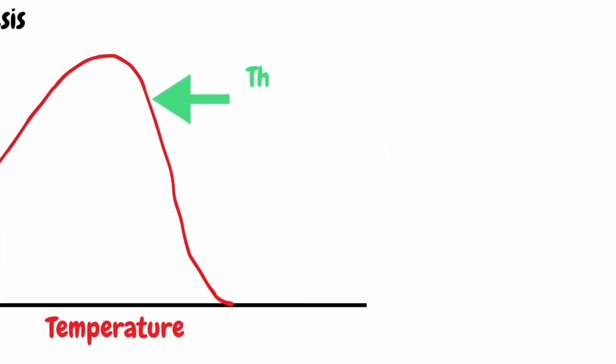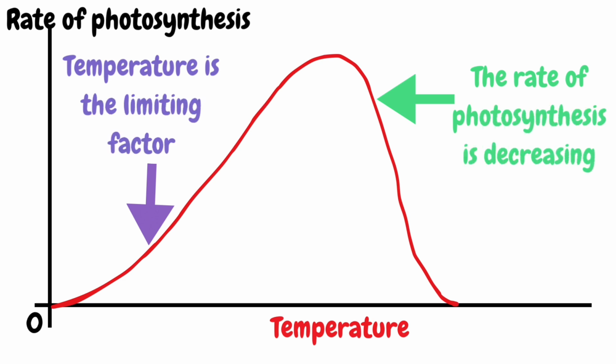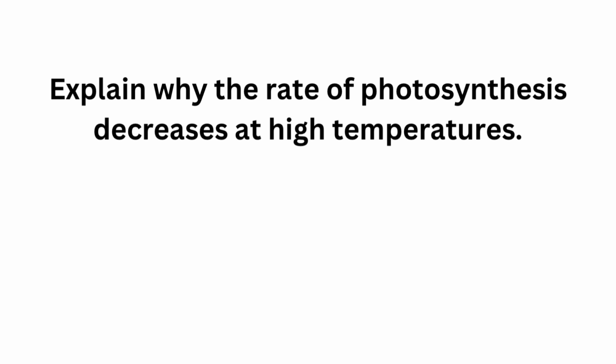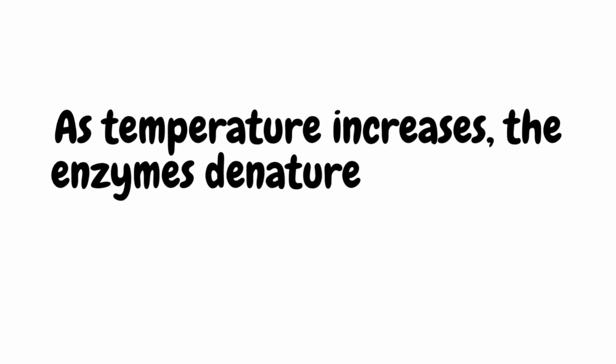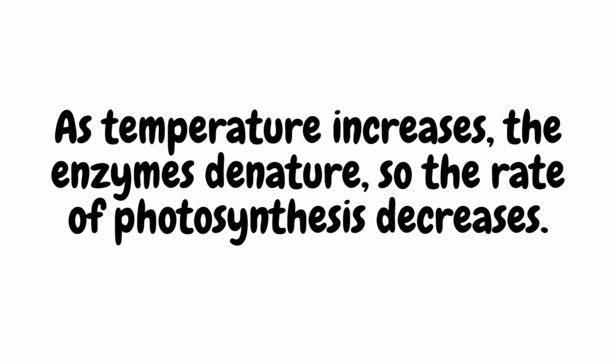However, at very high temperatures, the enzyme actually changes shape. We say that the enzyme has become denatured, and this means it can't carry out its job anymore. So this explains why at high temperatures, the rate of photosynthesis starts to decrease. It's because the enzymes are denaturing. In an exam, you may be asked to explain why the rate of photosynthesis decreases at high temperatures. And you could write something like this: as temperatures increase, the enzymes denature, so the rate of photosynthesis decreases.